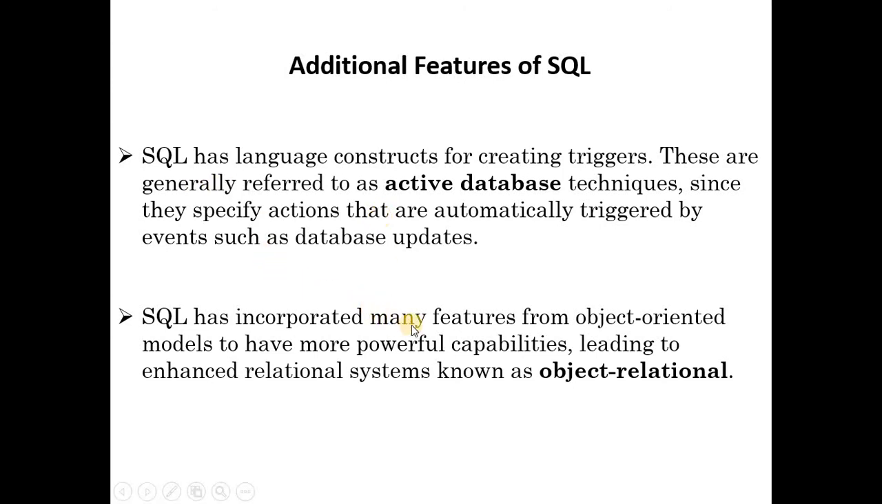SQL has incorporated many features from object-oriented models to have more powerful capabilities, leading to an enhanced relational system known as object relational. As you know, what is the object-oriented programming paradigm? That kind of object orientation model is incorporated by SQL so that it can provide much more powerful, capable answers to many practical issues. And that's called the object relational model, which is there with SQL. Thank you.